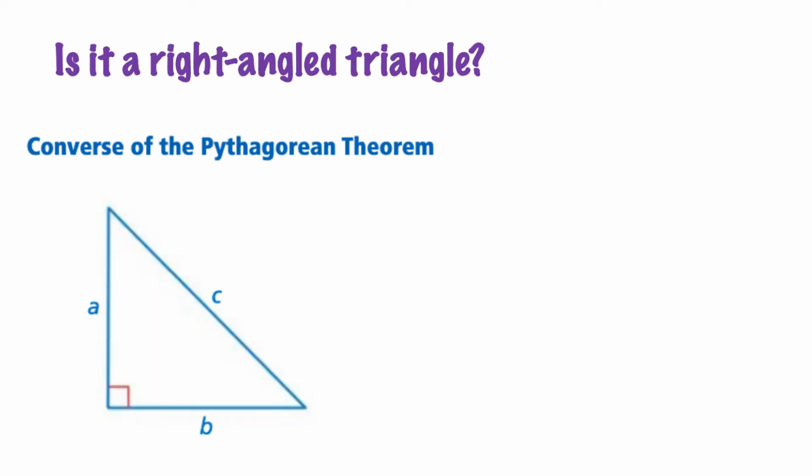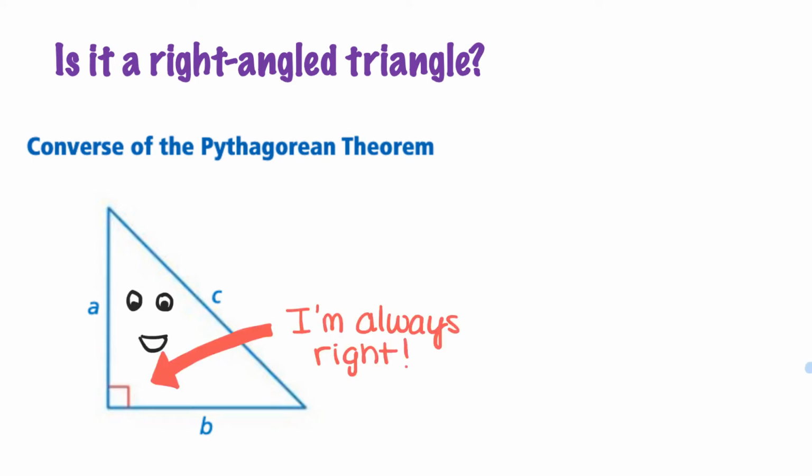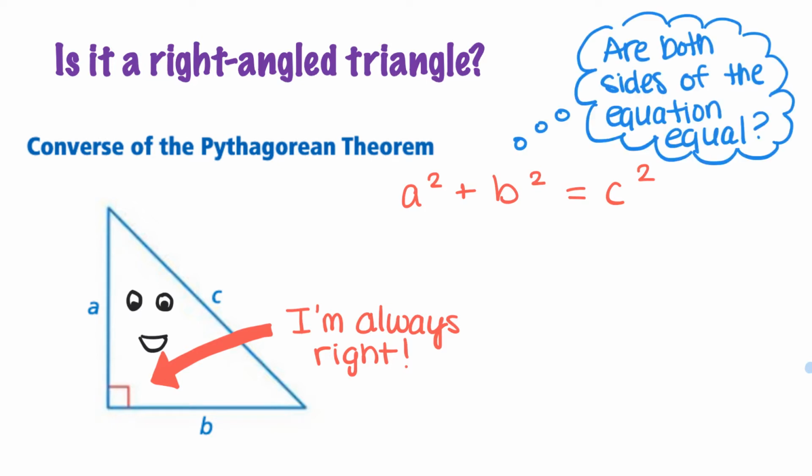So we've already learned that Pythagoras' theorem states that if we have a right-angled triangle, we can find the length of a missing side by using a squared plus b squared is equal to c squared. Now, we can also use Pythagoras' theorem to figure out if a triangle is right-angled. So if we have this equation, a squared plus b squared is equal to c squared, and both sides of the equation are equal, and the equation is a true equation, and we use our happy face, remember, then we can tell that this is a right-angled triangle.